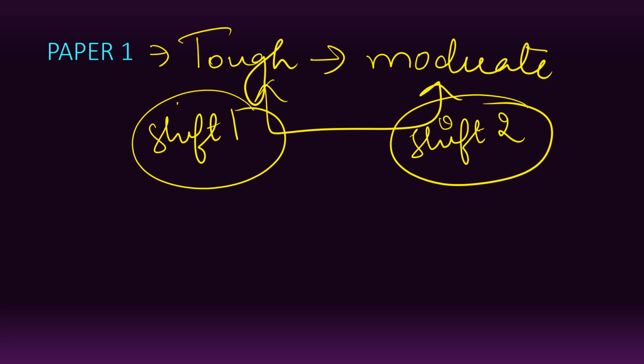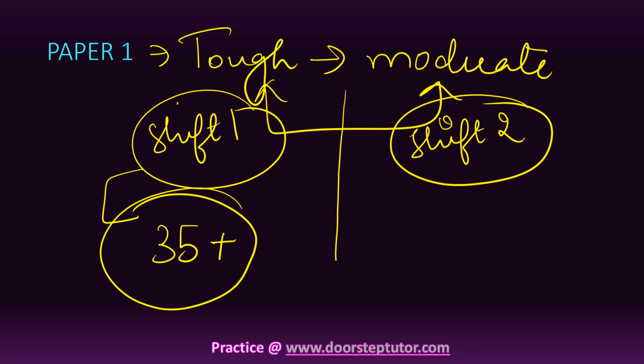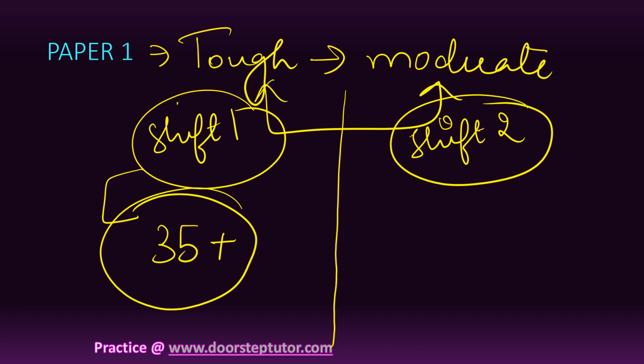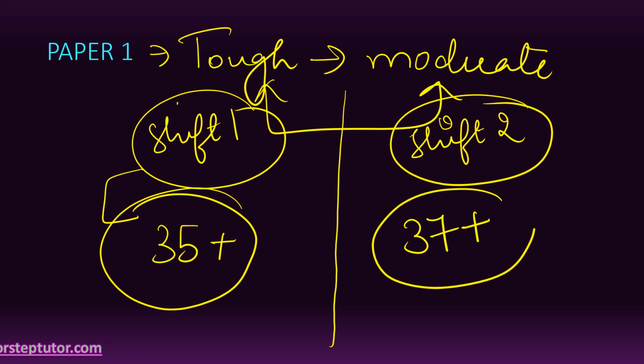Depending upon the questions and the good number of attempts, for shift 1 I can say that easily you could attempt 35 plus questions. Coming to shift number 2, easily you could tackle 37 plus questions, which can be considered a decent attempt in shift 2. So this was the difference that I found between shift 1 and shift 2 paper 1.